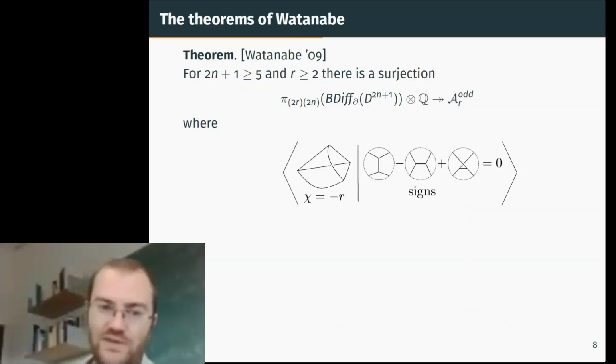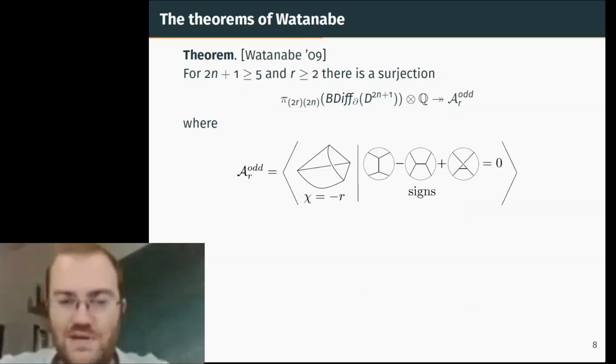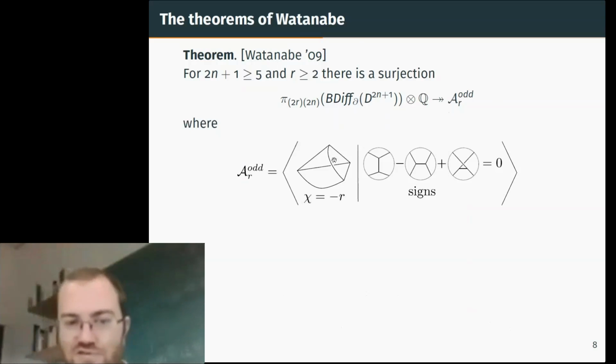AR is the following thing. It's the vector space spanned by trivalent graphs, which is what I've tried to draw here, whose Euler characteristic is minus R. So that means they have, what, R minus 1 plus 1, R minus 1 loops.